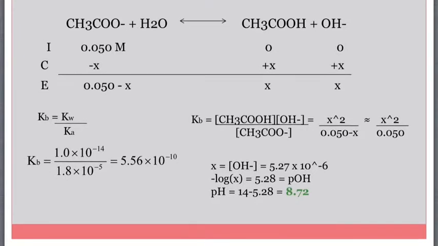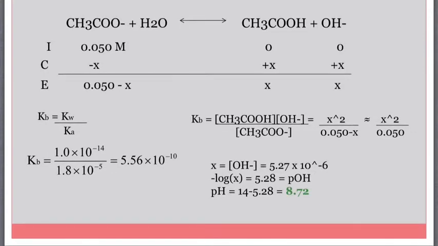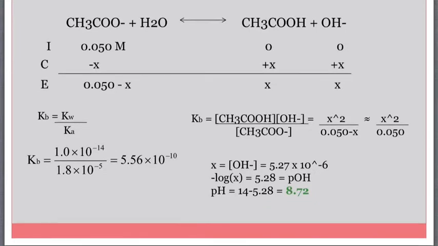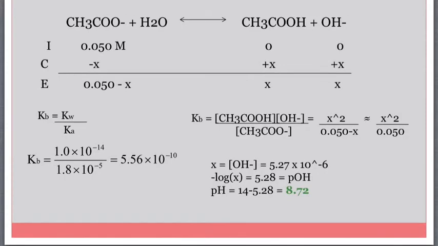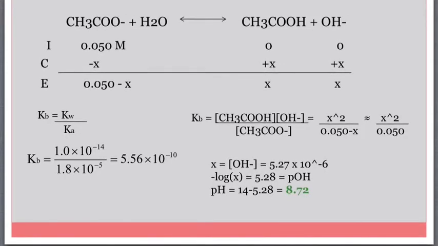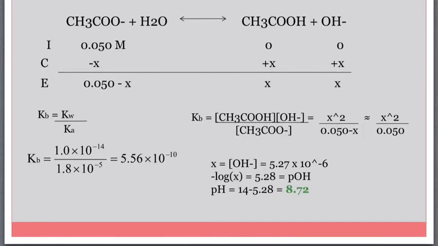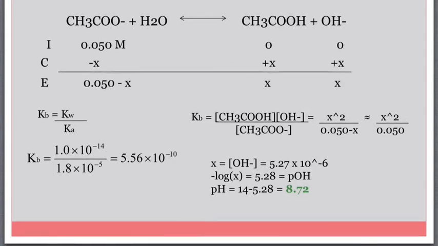To find the value of Kb, we divide Kw by the Ka of acetic acid, which gives us 5.56 times 10 to the negative 10. We then set that equal to our Kb expression, and we get that the concentration of OH minus equals 5.27 times 10 to the negative 6. We then take the negative log of that and get the pOH is 5.28. We then subtract that from 14 and get our pH to be 8.72, which is our final answer.